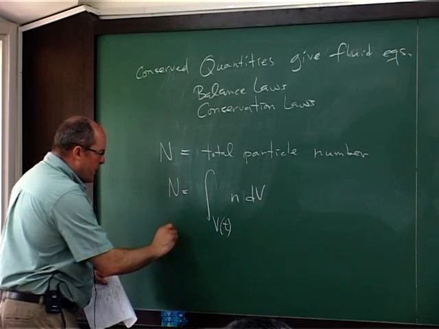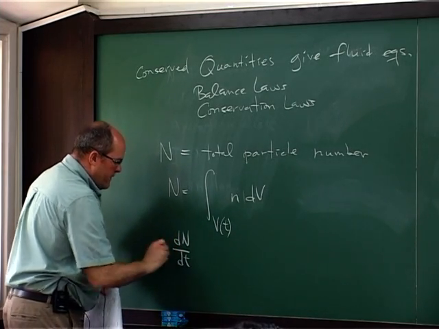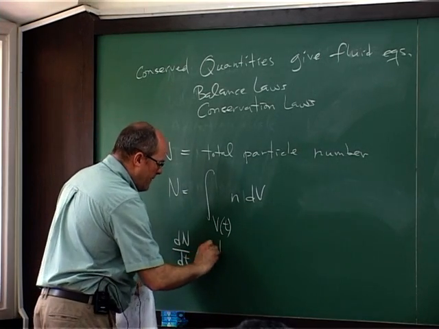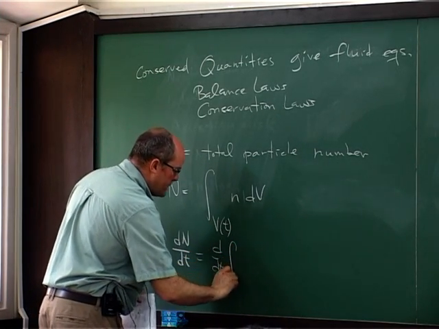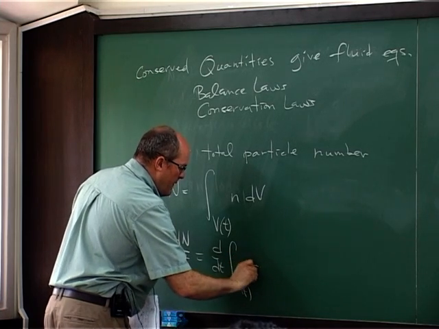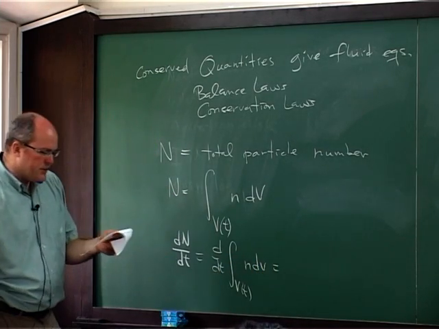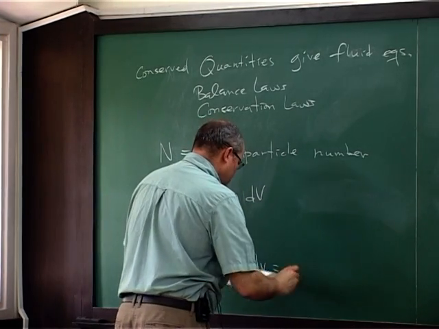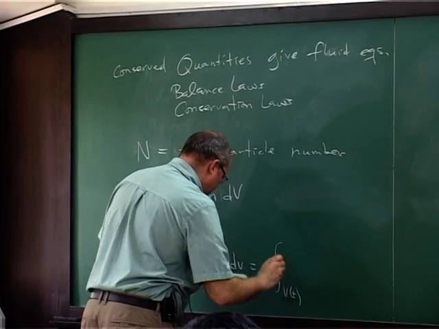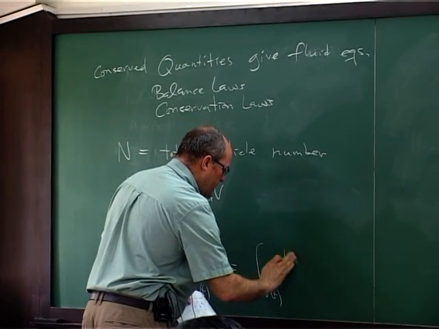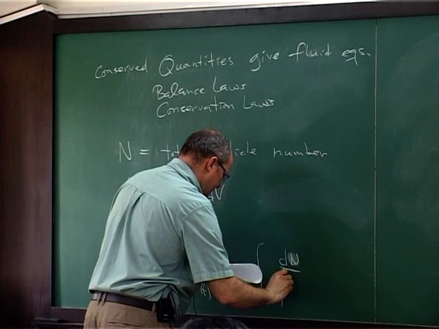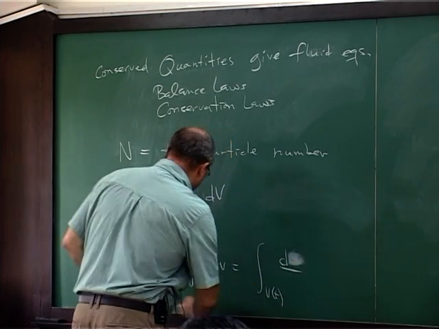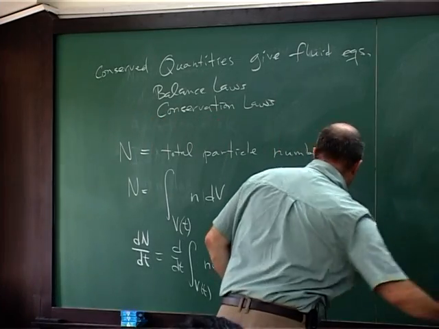Now what I'd like to do is find an equation for how total particle number changes in time. So I need to differentiate this volume integral. This is where a little chalkboard math is going to help me, because I'm not going to do all the steps here. Let me make that clearer.